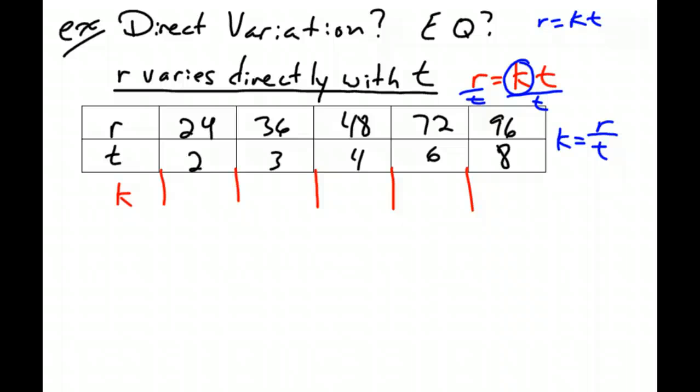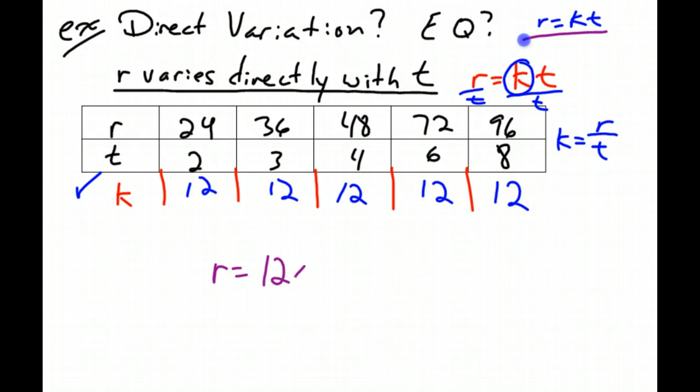So if I have r divided by t, 24 divided by 2 is 12, 36 divided by 3 is 12, 48 divided by 4 is 12, 72 divided by 6 is 12, and 96 divided by 8 is 12. So since all of these came out the same, yes, this is direct variation because all of the k's are the same. If one of them came out that 40 divided by 4 is 10, then this would not have been direct variation. And now that I know that all the k's are the same, and I know r varies directly with t, then I can write my equation as r equals 12t.